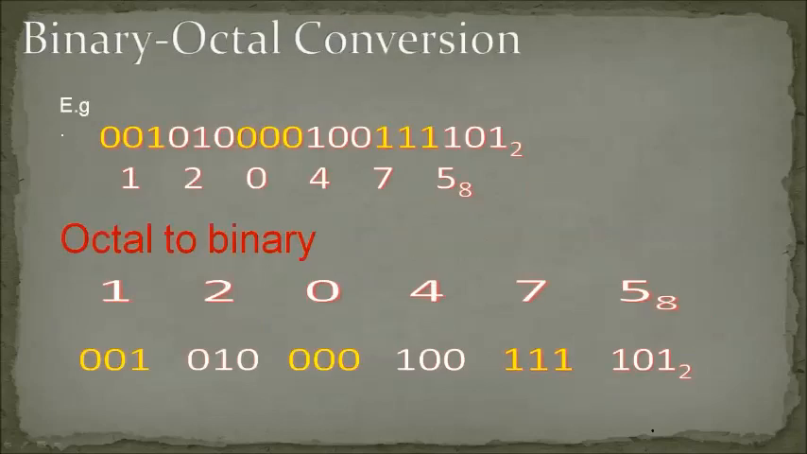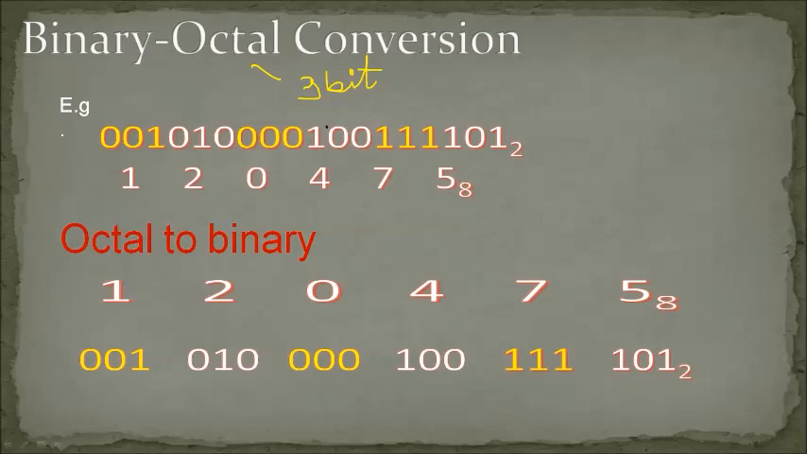Next one is binary to octal conversion. In the same way, go in reverse order, and here instead of 4 bits, octal takes 3 bits. Only 3 bits it will take. The process is the same as hexadecimal. Here we are using 3 bits; there we used 4 bits. So now check this value.